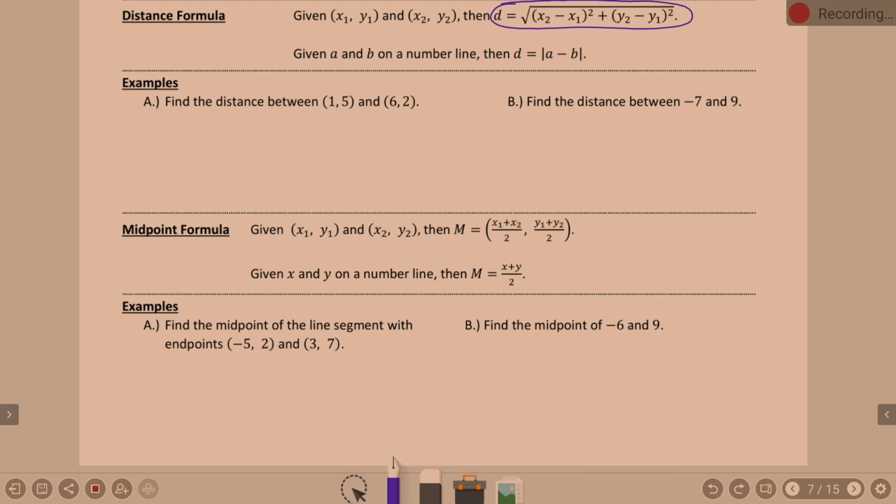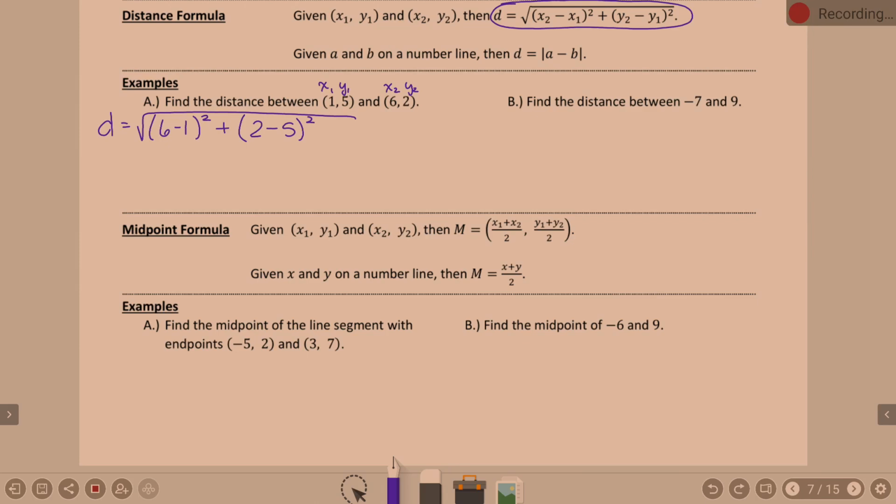Find the distance between the ordered pair 1, 5 and 6, 2. What are you doing? You're going to take x1 and x2 and mark them, y1, y2 and mark them. And then underneath the square root, you're going to take x2 minus x1 in parentheses squared. So 6 minus 1 squared, plus 2 minus 5 squared.